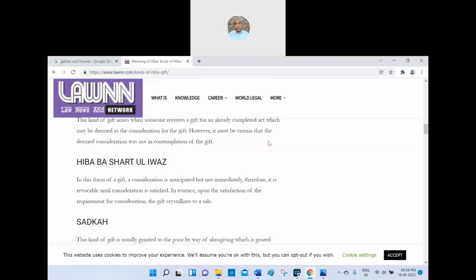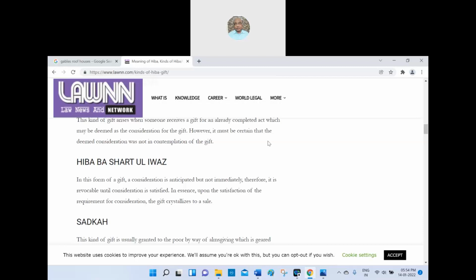For past services, if anybody gives any gift, that is called Hibah-bil-Iwaz. Hibah-bi-shartil-Iwaz, let us see what this is. In this form of a gift, a consideration is anticipated, but not immediately. Therefore, it is revocable until consideration is satisfied.